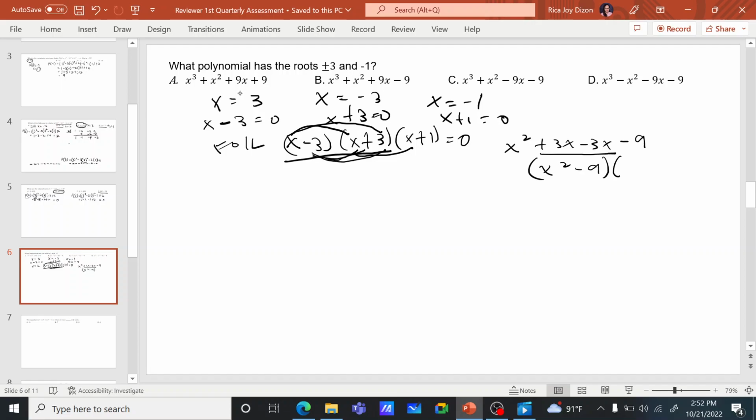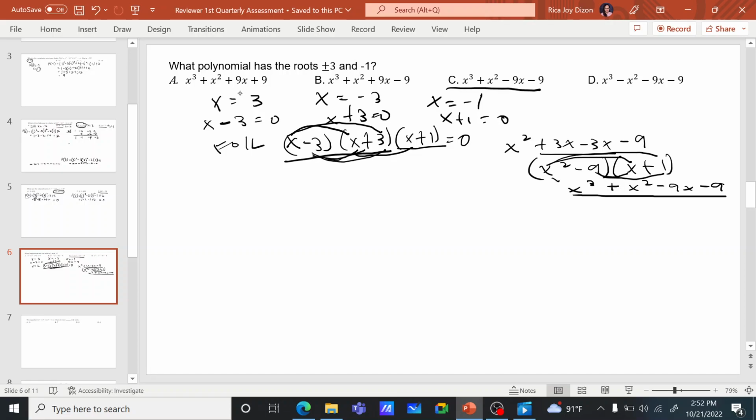We multiply this to the remaining polynomial, x plus 1. So by FOIL method again, first terms, x squared times x is x cubed. Then the outer terms, x squared times 1 is x squared. The inner terms, negative 9 times x is negative 9x. Then the last terms, negative 9 times 1 is negative 9. So which among the choices is our answer? x cubed plus x squared minus 9x minus 9.